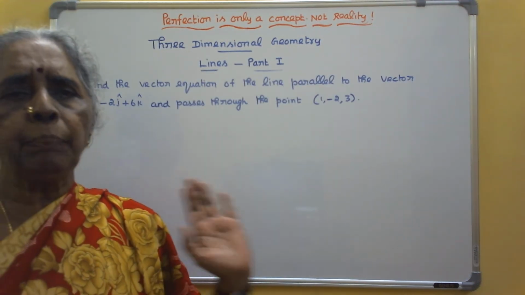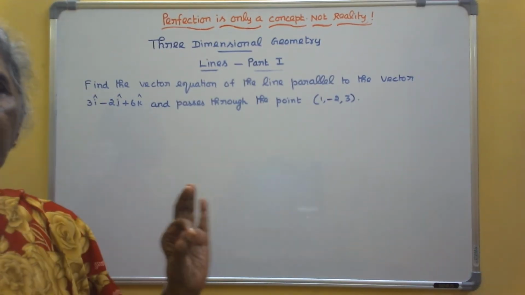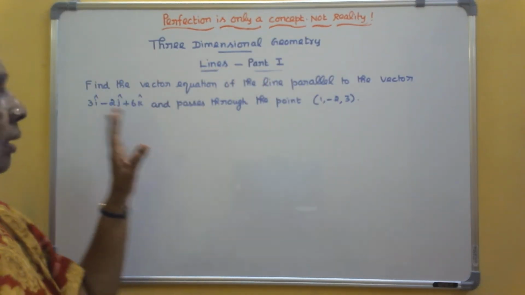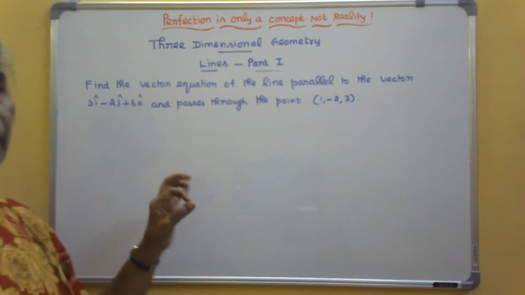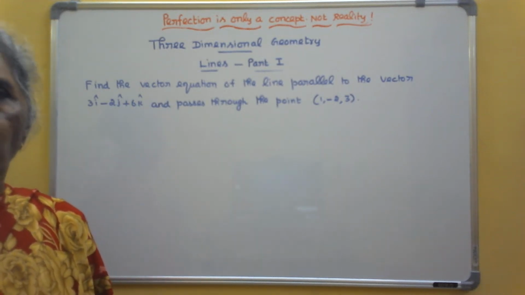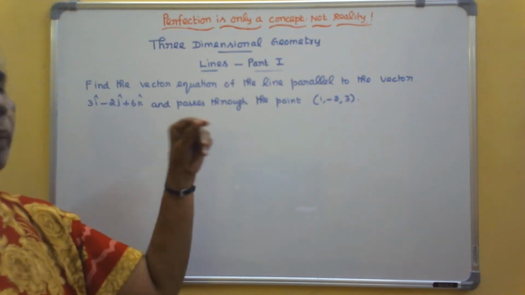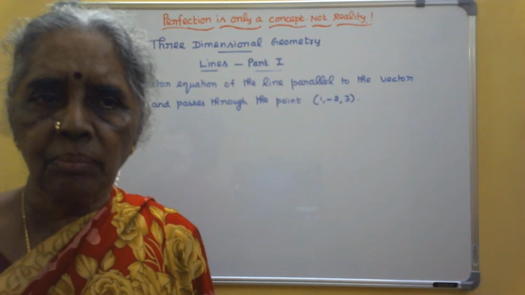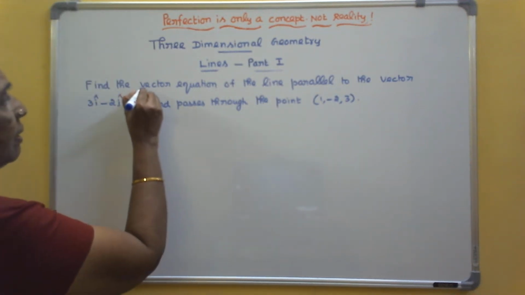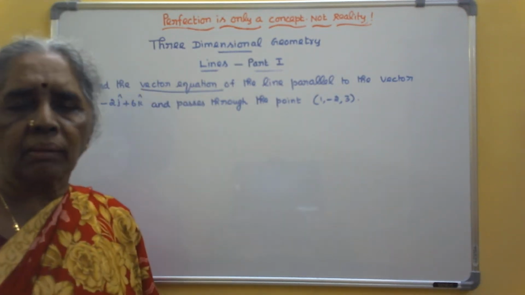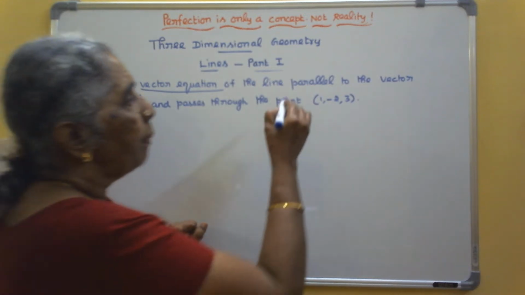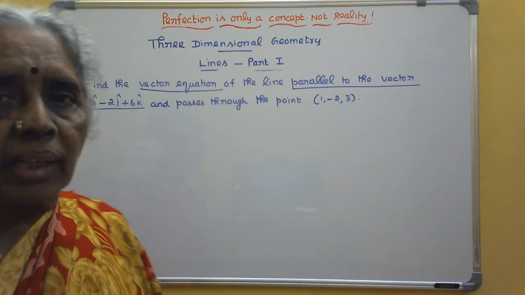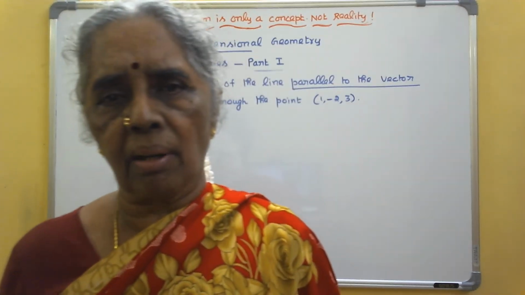Now, a simple sum. Find the vector equation of the line parallel to the vector 3i cap minus 2j cap plus 6k cap and passes through the point (1, minus 2, 3). Okay. First, when you read the sum, read it carefully. What is asked here? Vector equation. Then parallel to the vector, and they have given one vector. That means you should know that is your B vector, right?